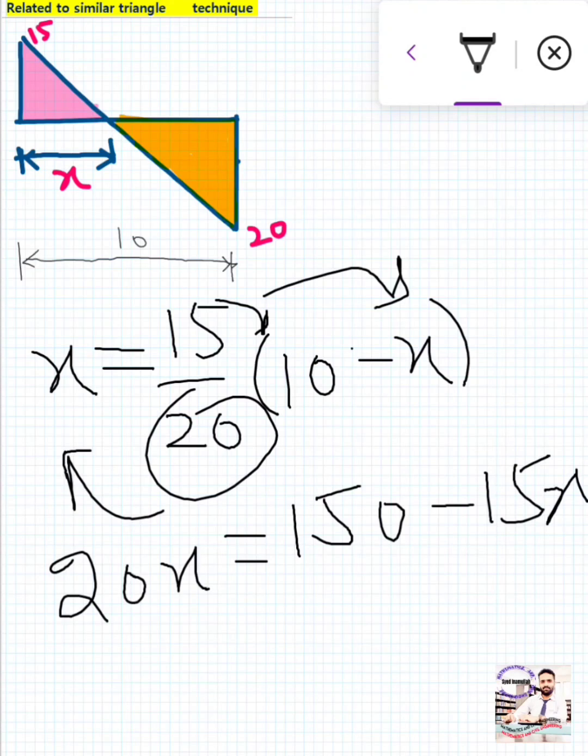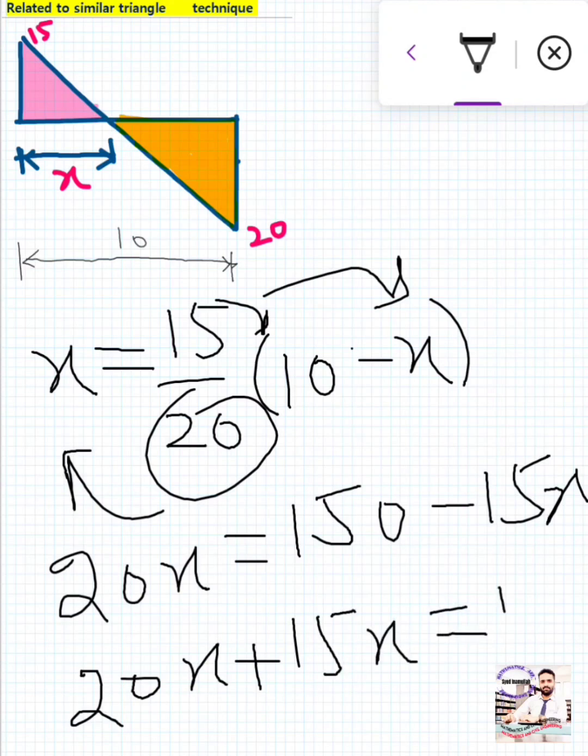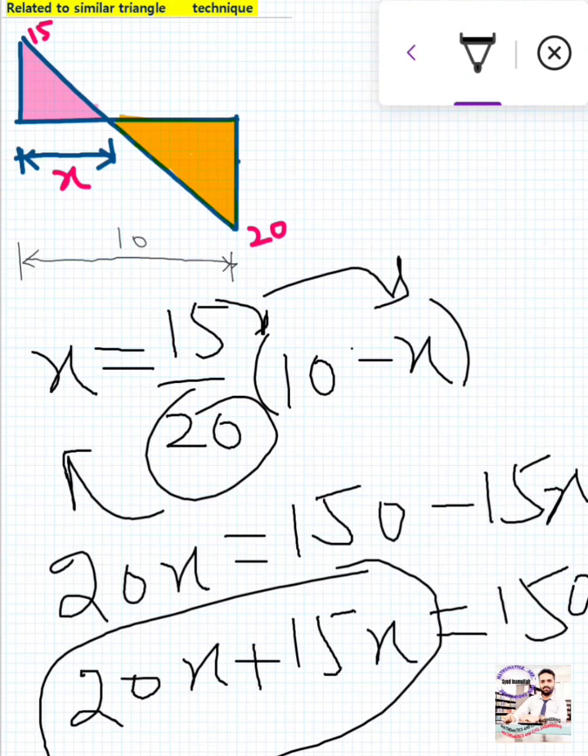Now I will combine the terms of x on one side and the remaining constant on the other side. Here the minus sign moves to the other side and becomes a plus sign. So 20x plus 15x is equal to 150. Here is the equation. Now I will add these terms and then divide by 150 to get the base length of the first triangle.